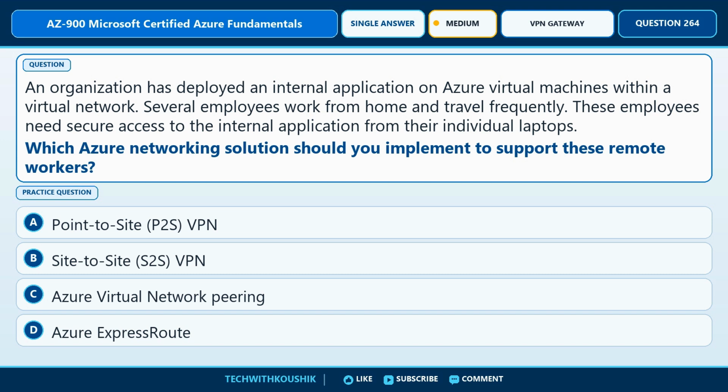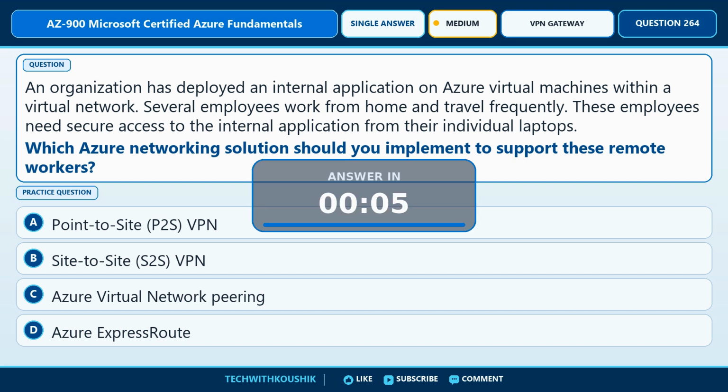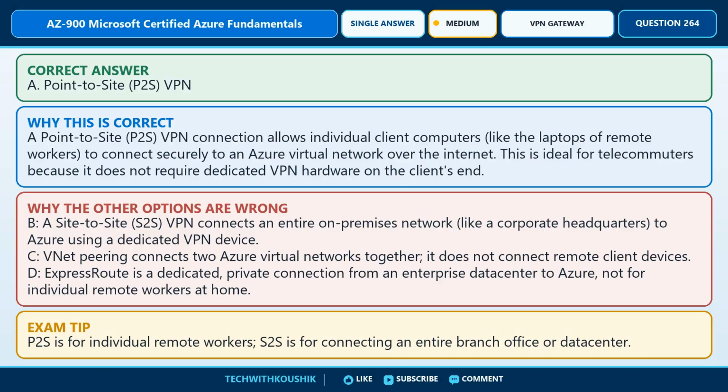Focus on what separates these choices. Option A, point-to-site, P2S, VPN. Option B, site-to-site, S2S, VPN. Option C, Azure Virtual Network Peering. Option D, Azure ExpressRoute. The best choice is option A, point-to-site, P2S, VPN.